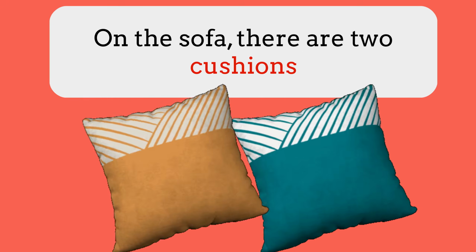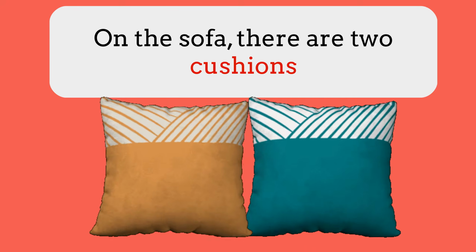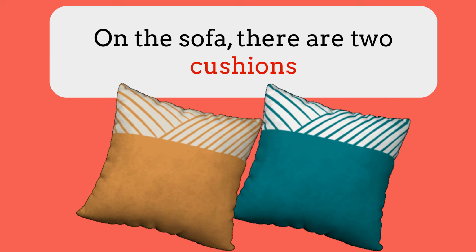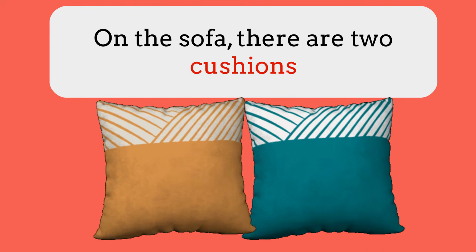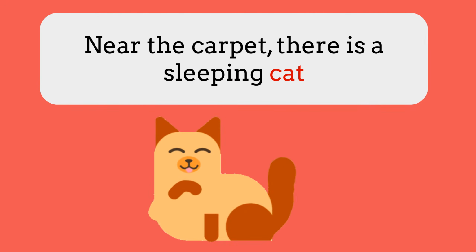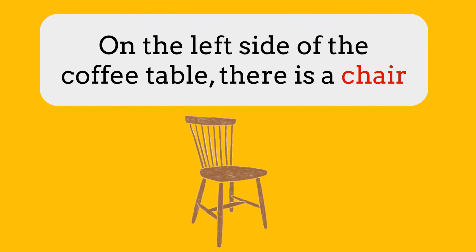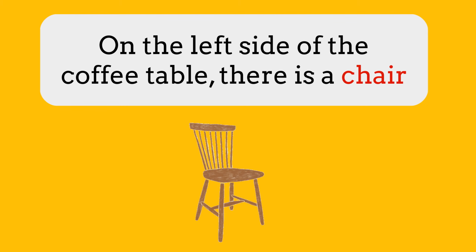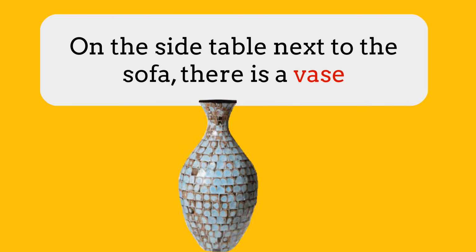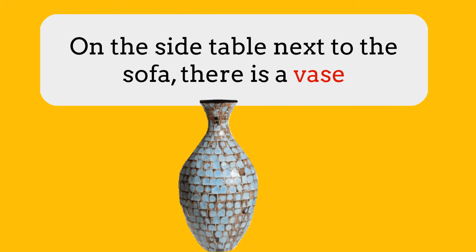On the sofa, there are 2 cushions. Near the carpet, there is a sleeping cat. On the left side of the coffee table, there is a chair. On the side table next to the sofa, there is a vase.